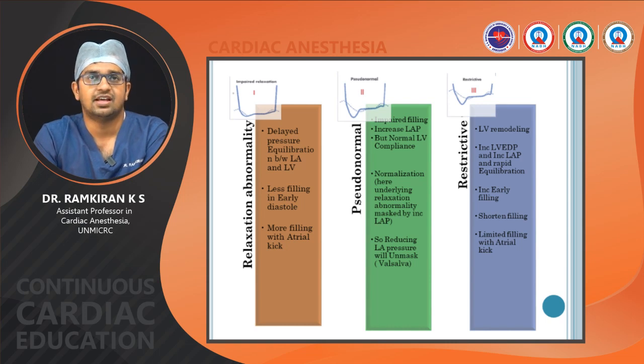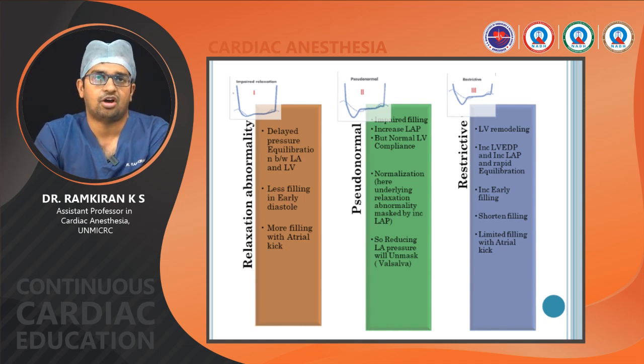Next is the pseudo-normal phase, where there is impaired filling and increased left atrial pressure, but the compliance of the LV is normal. So this is what is important: increased left atrial pressure with normal LV compliance. So with this normalization, the underlying relaxation abnormality is masked by increased left atrial pressure. Whenever you do maneuvers reducing the left atrial pressure, this will unmask the relaxation abnormality. So stage 2 can be shown as stage 1 whenever you do a maneuver which is going to unmask or reduce the left atrial pressure.